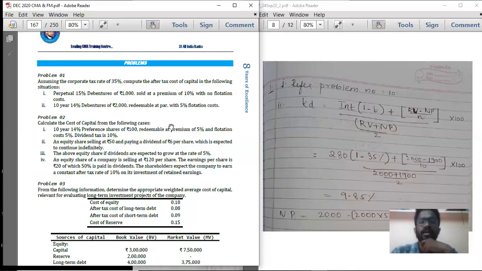Record. What is the KD? Write the formula KD. Here they have given refer problem number 10, but we will take down the answer itself. Take down the formula first. KD is equal to interest into within bracket 1 minus tax rate, divided by net profits NP into 100, because it is irredeemable debentures. If it is irredeemable debentures, the formula is interest into 1 minus tax rate divided by net profits into 100.